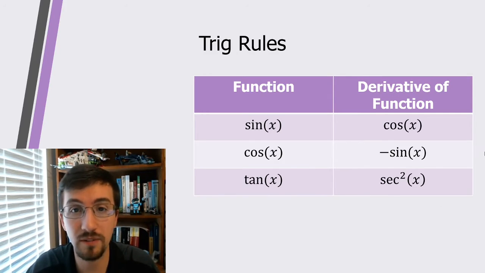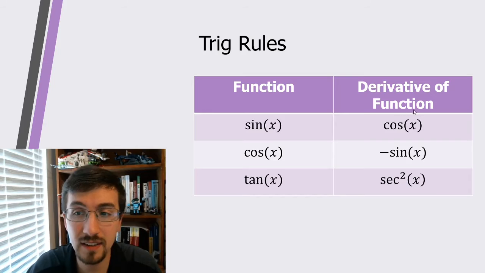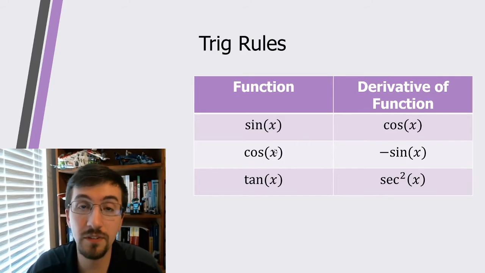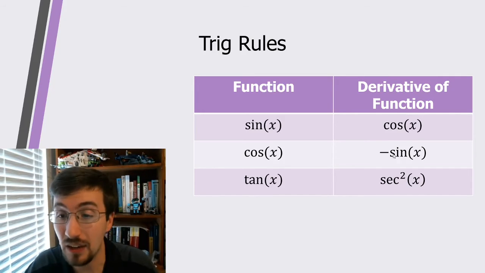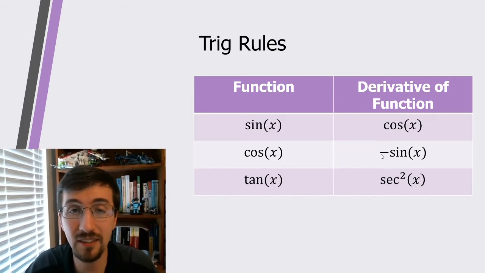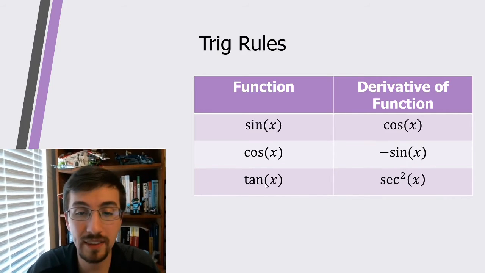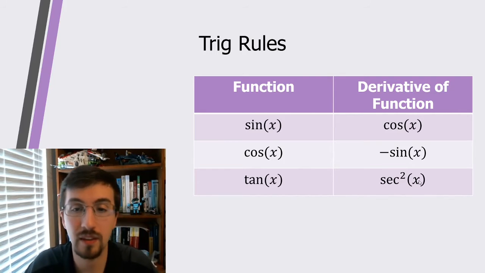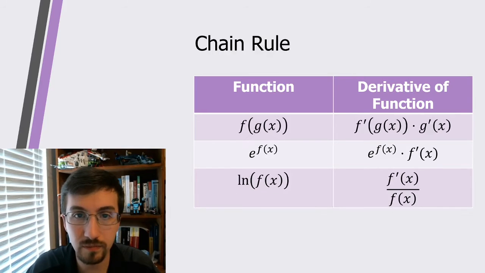Next, we're going to look at some trig functions. Again, these rules, you can derive them, but they're kind of a real pain to derive, so just memorize these. So the derivative of sine is cosine. The derivative of cosine is negative sine. You can't forget that negative here. That will mess you up. Finally, the derivative of tangent is secant squared. There are, of course, more, but if you know these three, you can figure out all the others.